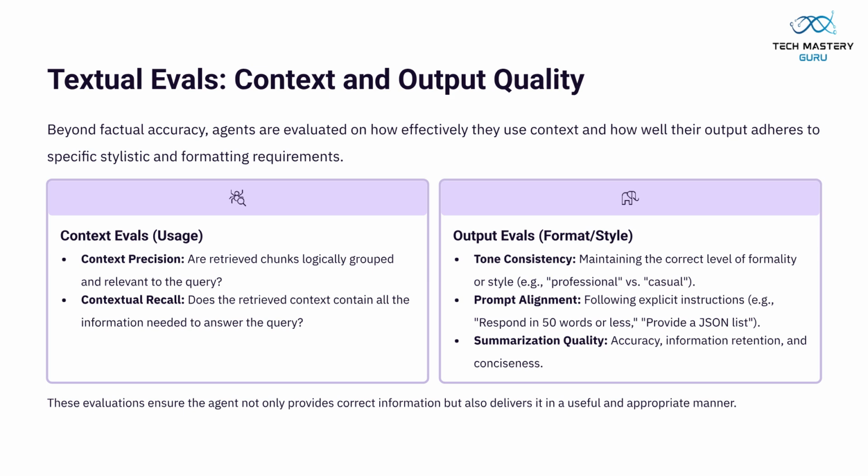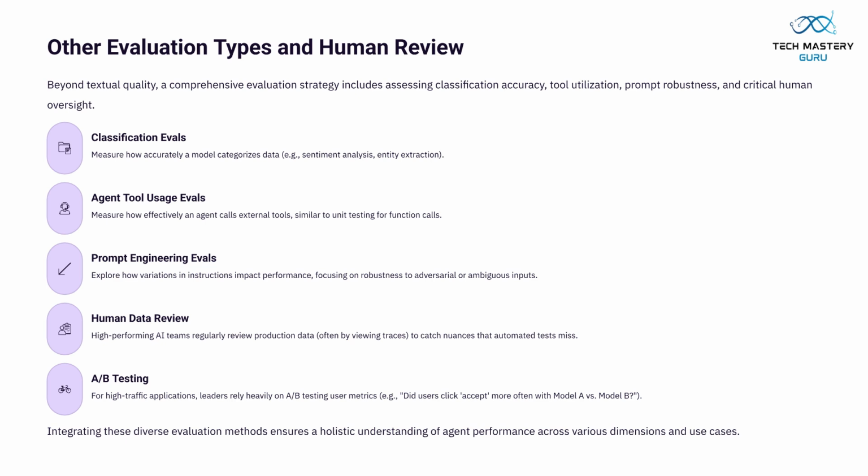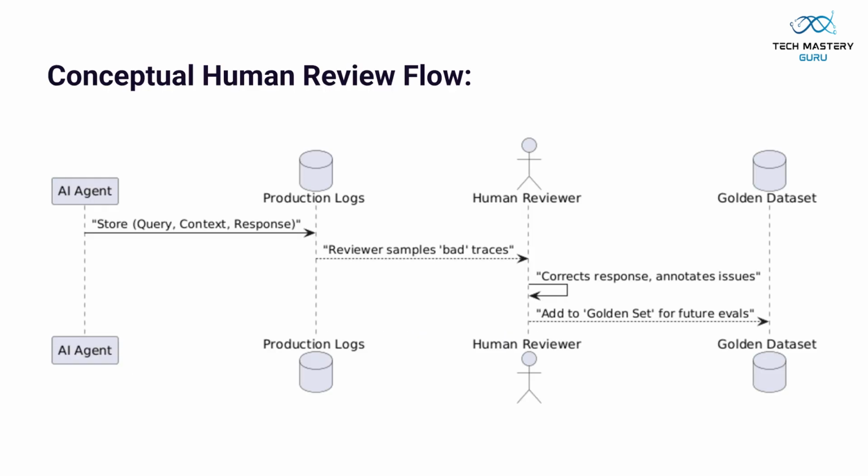Beyond accuracy, we evaluate context and output quality. Context evals check precision and recall of retrieved information. Output evals assess tone consistency, prompt alignment, and summarization quality, ensuring agents deliver appropriate and useful responses. Other evaluation types include classification evals, agent tool usage evals, and prompt engineering evals. Human data review and A/B testing are also crucial for catching nuances and validating user metrics, ensuring a holistic understanding of agent performance.